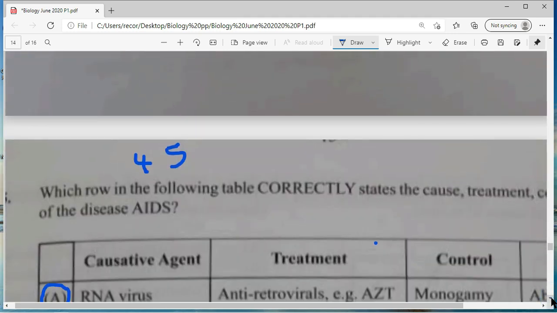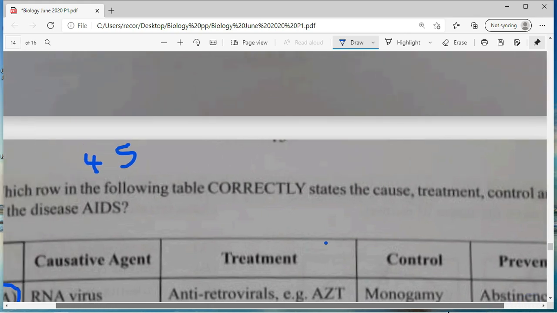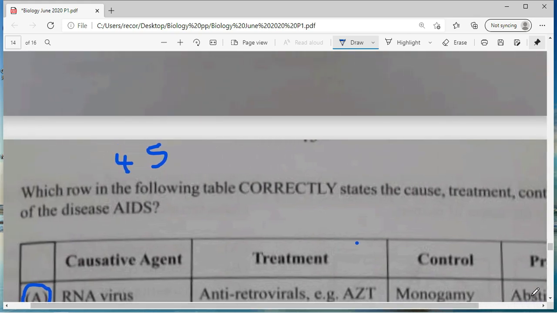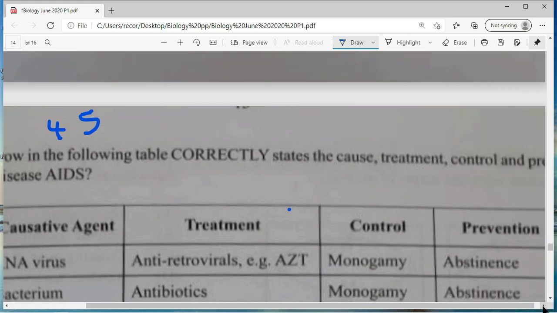Which row in the following table correctly states the cause, treatment, control, and prevention of the disease AIDS? Now, causative agent, it is an RNA virus, not a bacteria. Treatment, it is an antiretroviral, and there we have an example of the antiretroviral. And then control, monogamy, one person, one partner, and of course abstinence could prevent it. So A here being our answer.